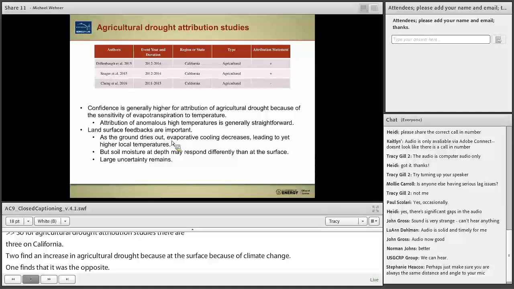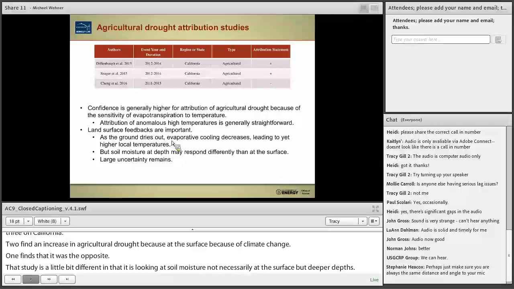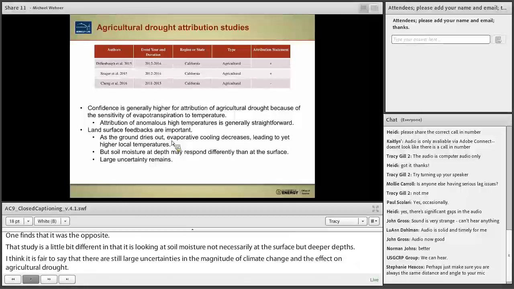I think it's fair to say that there are still large uncertainties in the magnitude of the climate change effect on agricultural drought. But it is certainly something that we have very high confidence in as a future risk to our country as well as across the world.